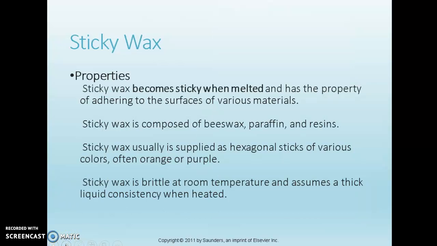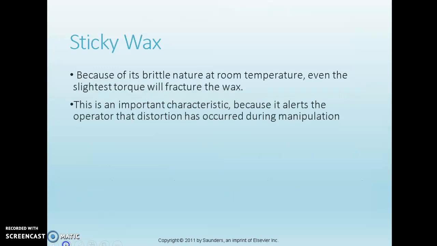Sticky wax becomes sticky when melted, otherwise it is not sticky at all, and has the property of adhering to surfaces of various materials. Sticky wax is composed of beeswax, paraffin, and other resins. Sticky wax usually is supplied as hexagonal sticks of various colors, often orange or purple. Sticky wax is brittle at room temperature and assumes a thick liquid consistency when it's heated. Because of its brittle nature at room temperature, even the slightest torque on the material will fracture it.